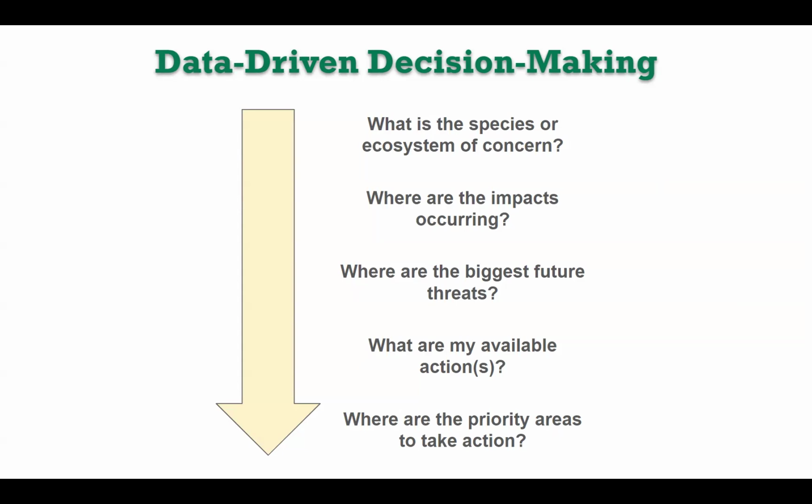You might ask the question of, well, okay, maybe I've picked sage-grouse. Where are the impacts occurring that have affected sage-grouse habitat recently? Maybe you want to do some restoration, so you want to know where those impacts are. Maybe you're thinking about the future. Where are the biggest threats emerging on the landscape? Maybe you're trying to protect against those future threats. All of these questions can help orient you on different parts of the data sets and the priorities to help you inform decision making.